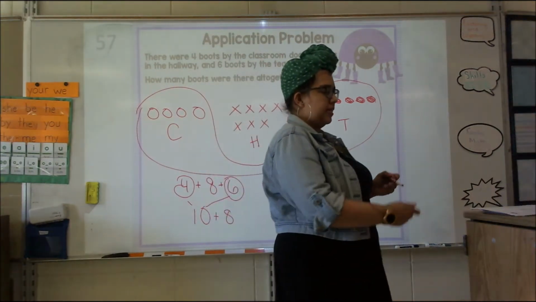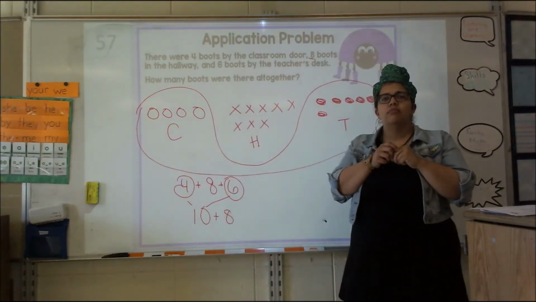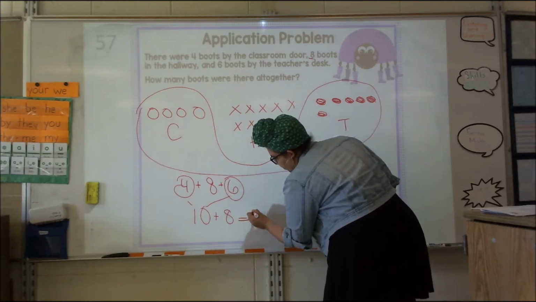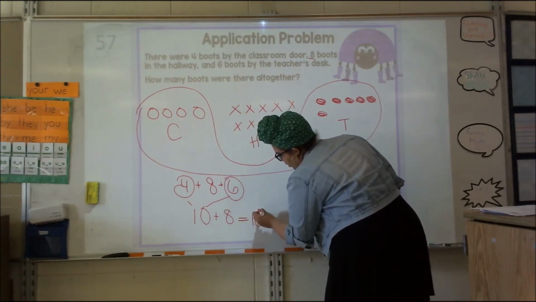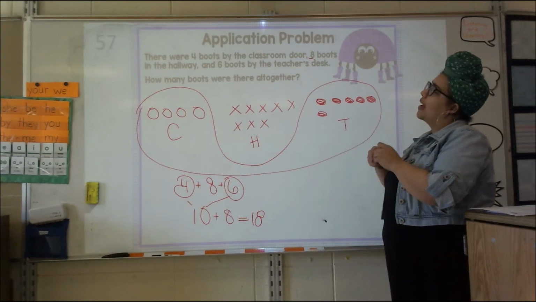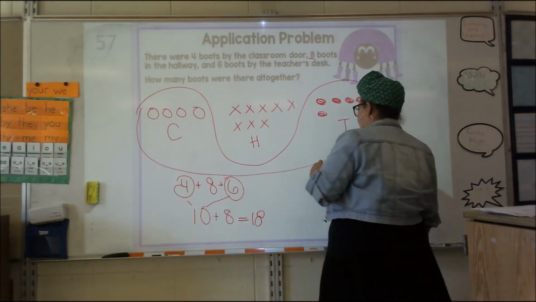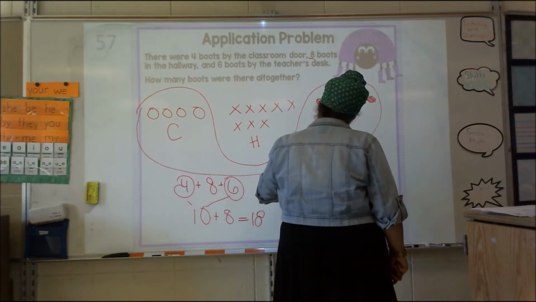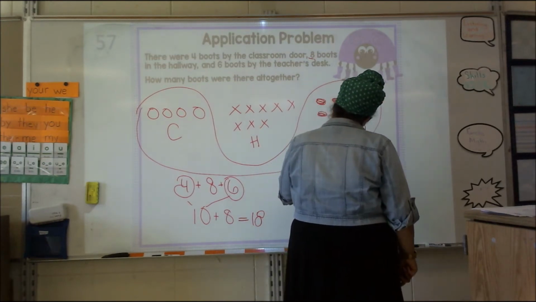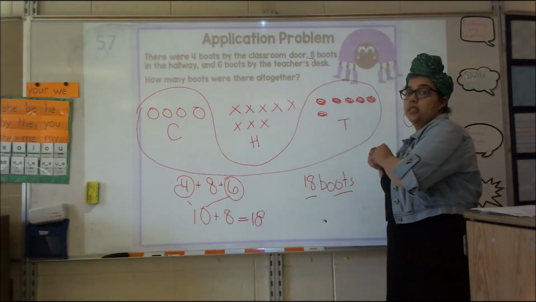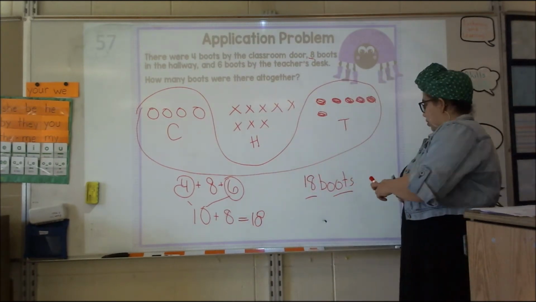What is 10 plus 8? 18. Good job. Our solution, the answer to the question, is that there are 18 boots. All right, that's our number and our word.